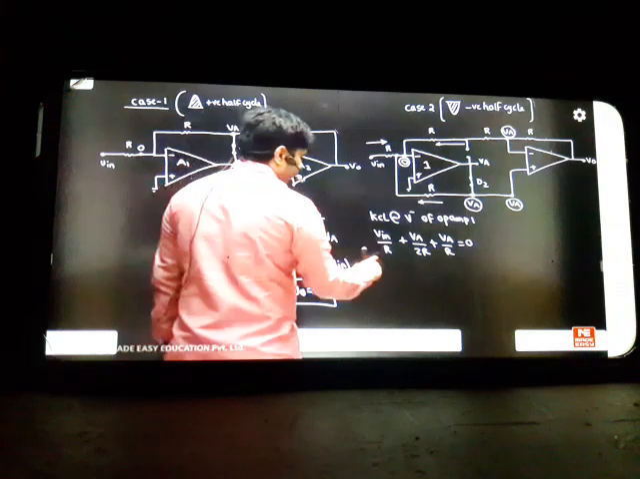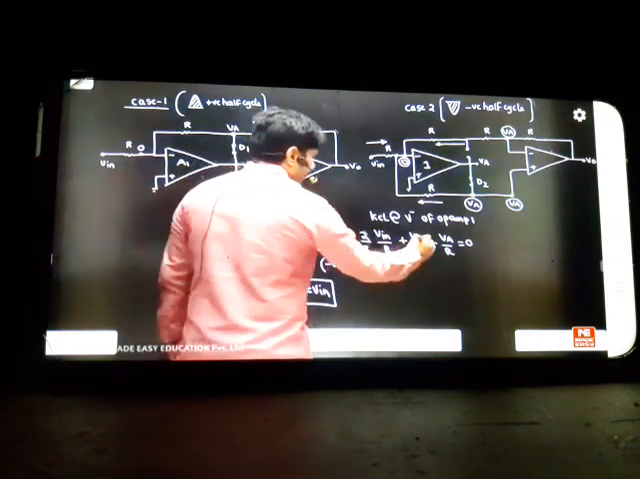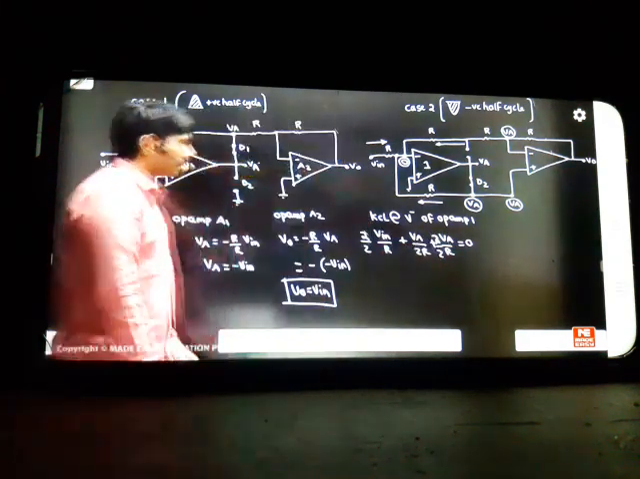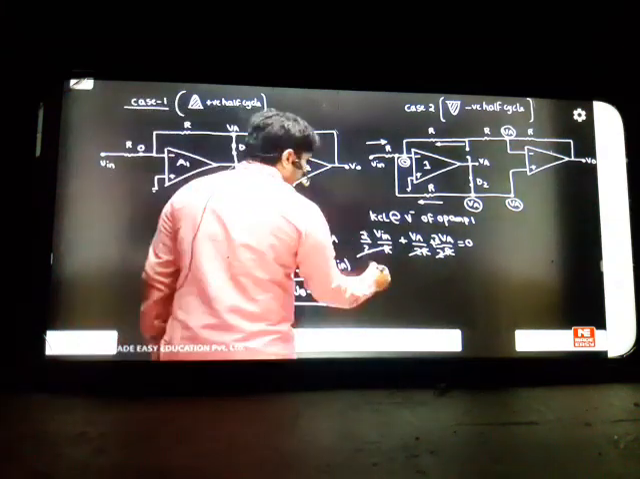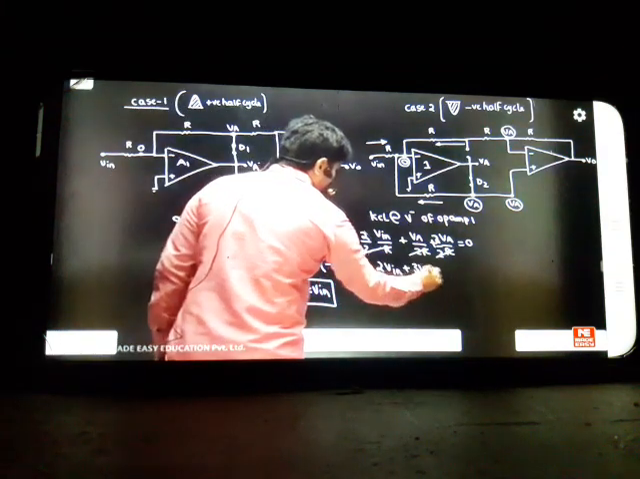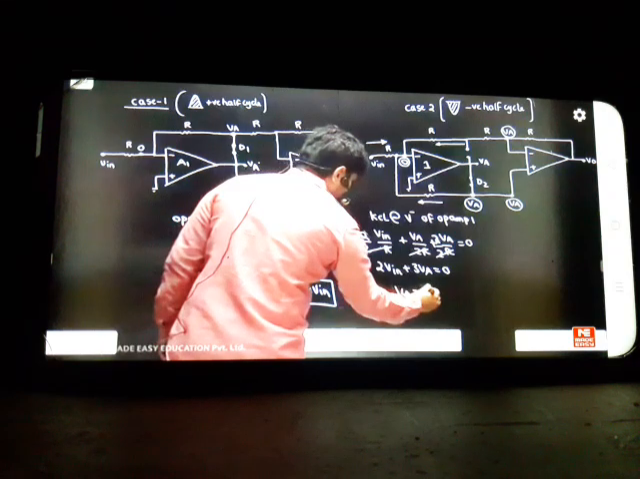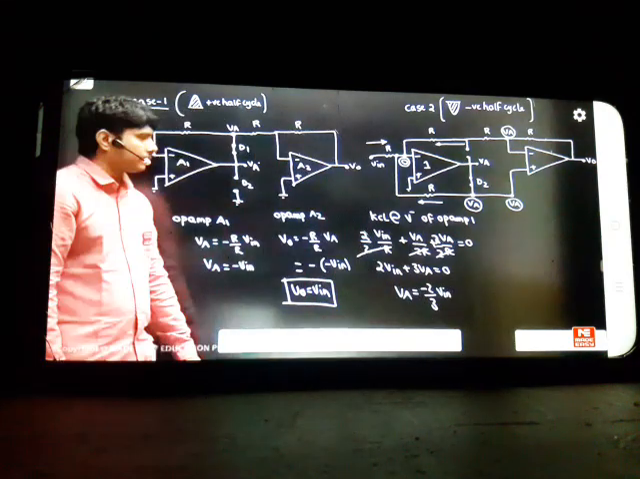If I want to write, this all becomes 2R if you want. You can just write 2 by 2 here. Here also 2 by 2. Then what happens? The bottom terms are the same, so just cancel these terms. You have only 2 VIN plus 3 VA is equal to 0. Then VA becomes minus 2 by 3 times the input. So this is my VA. We found VA like this.